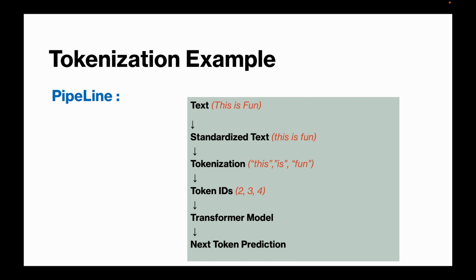The pipeline is, first, the text is converted into standardized text, such as converting sentences to lowercase or removing punctuation and so on. Then the process of tokenization occurs. After that, all the split tokens are represented by token IDs. Then embedding happens. It is then passed to a transformer model. At last, the process goes to the next token prediction. So this is the overall pipeline of the LLM workflow.